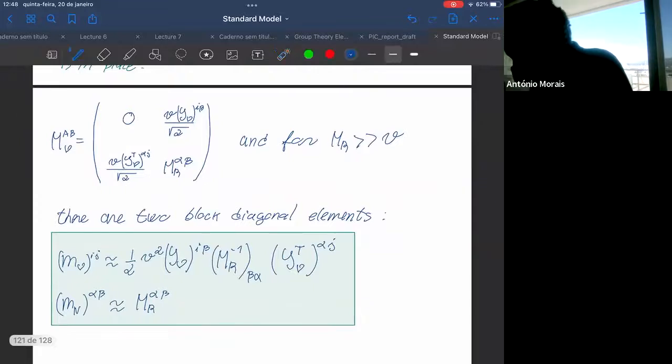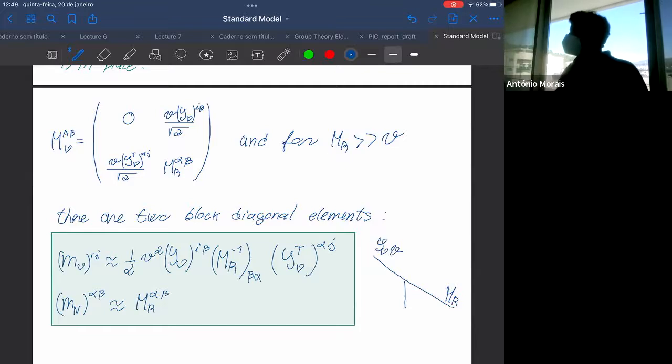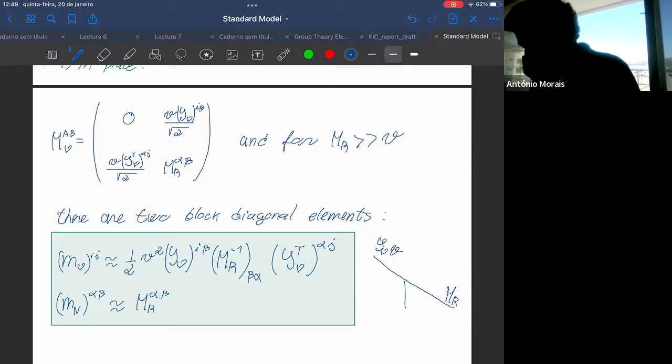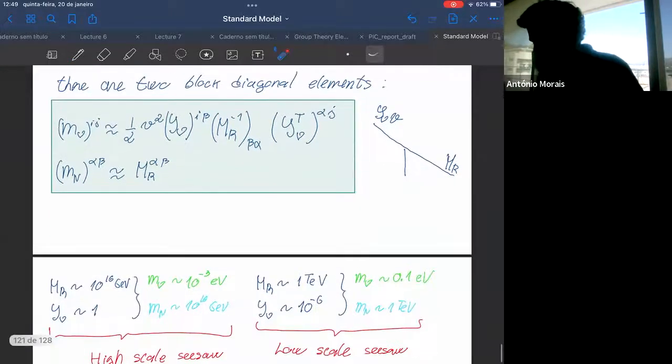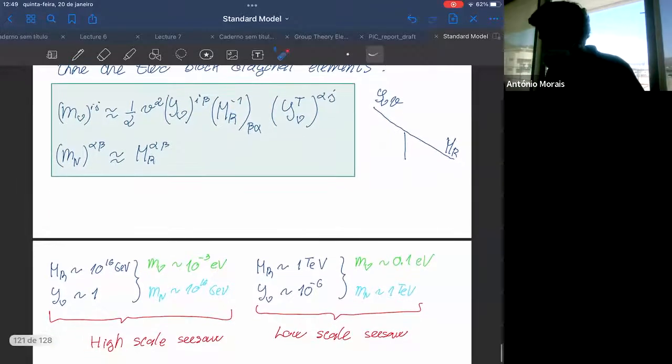Like if you do a seesaw here, let me see if I can. So you have a seesaw here. Here you have M_R, and here you have Y_nu v. This is what is called the seesaw effect. And this generates something that is much bigger than the other one. And the mixing is also small here between the heavy and the light ones. And that's it. So two possibilities.